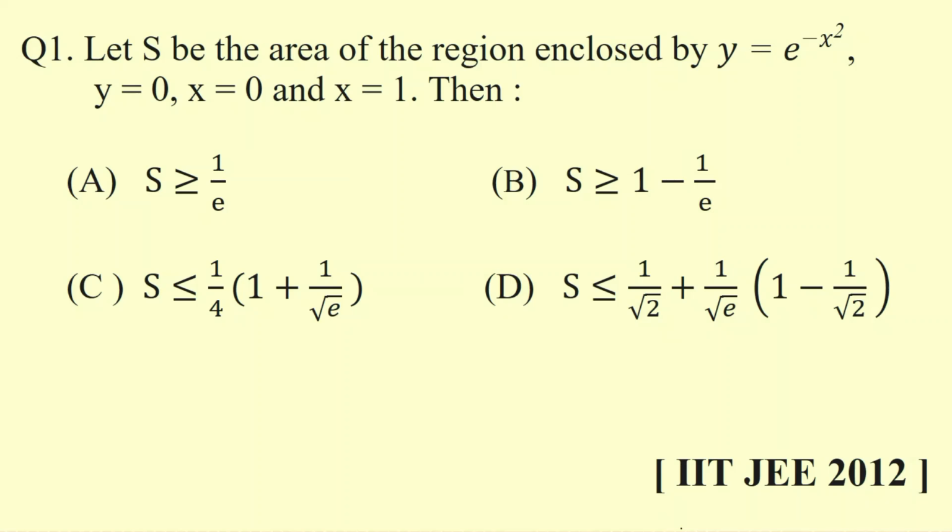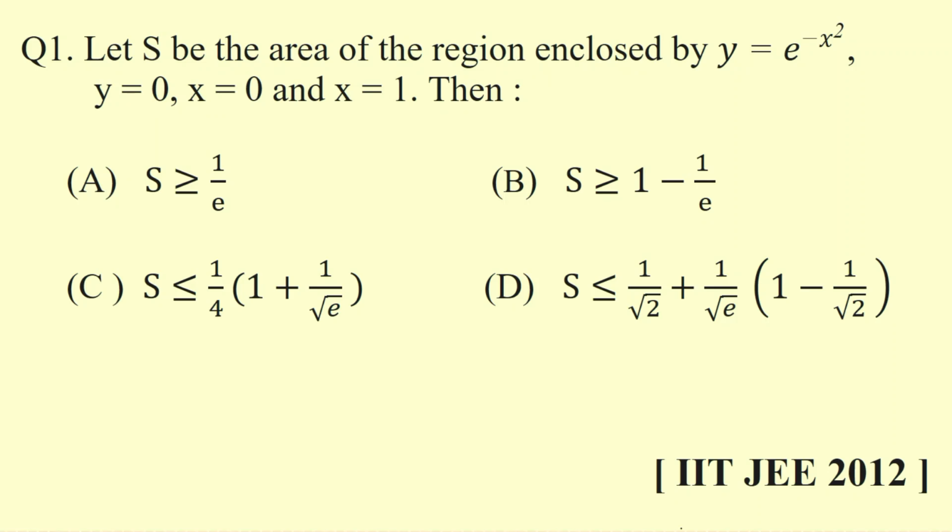Hello students, here's a question from IIT JEE 2012 which says let S be the area of the region enclosed by y is equal to minus e to the power x square, y equal to 0, x equal to 0 and x equal to 1. Then which of these options are correct? Now this is a more than one correct type question, so let's go and solve for this.